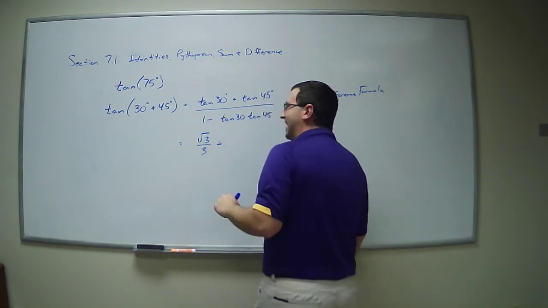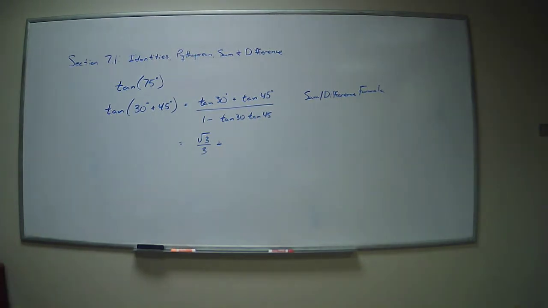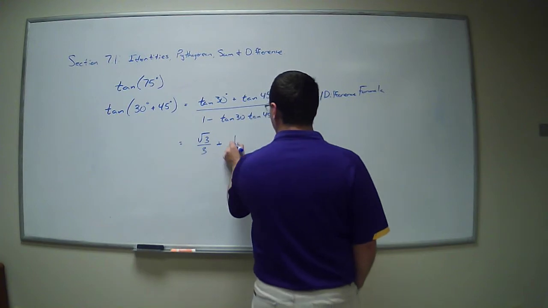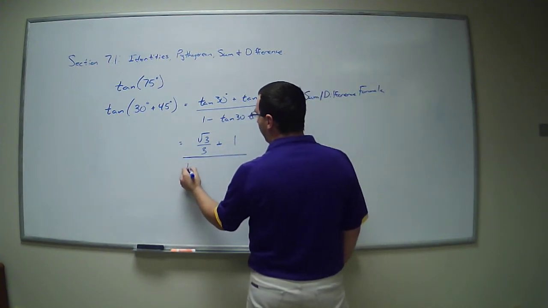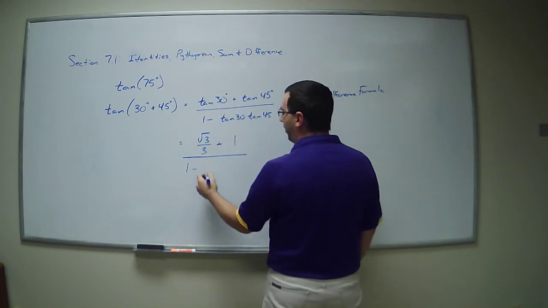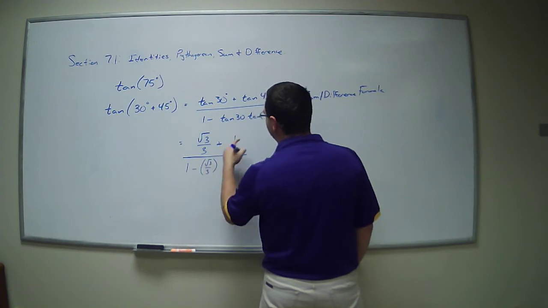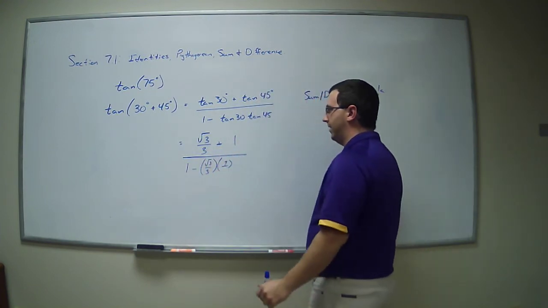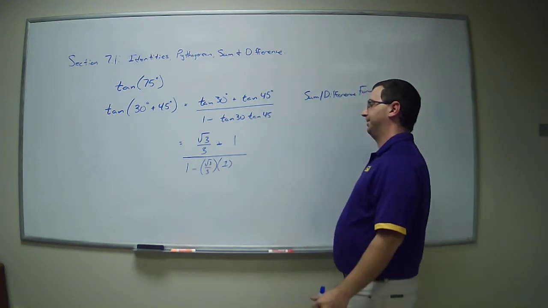Plus the tangent of 45 degrees. Well, the tangent of 45 degrees better be 1. Over 1 minus tan 30, which is square root of 3 over 3, times tan 45, which is 1. All right, so now we did all the trig. Now we get to do some algebra.